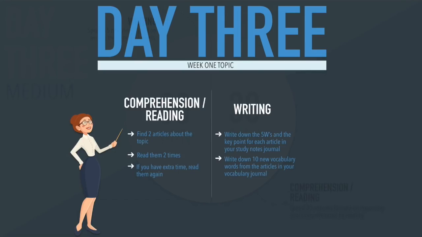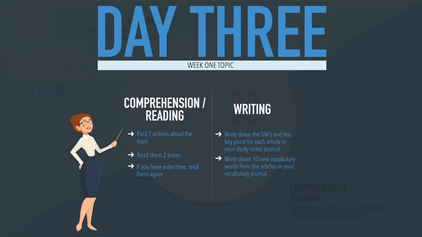Now, the next phase is the writing phase. You're going to write down the 5 W's and the key point for each article in your study notes journal. So let's pause real quick. Remember, the 5 W's: who, what, when, where, and why.